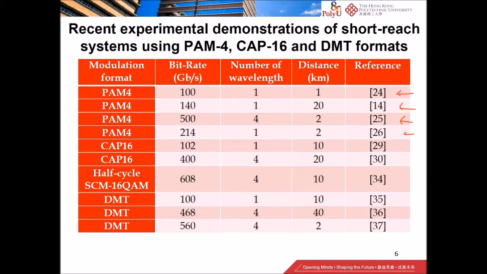So that's for PAM4. For CAP signals, we also published some work on CAP 16 together with the group from Fudan University of China. For DMT transmissions, I think Fujitsu has done a lot of work demonstrating the potential of DMT, and most recently there have been demonstrations of above 500 gigabit per second by a group at ZTE and also Fudan University.